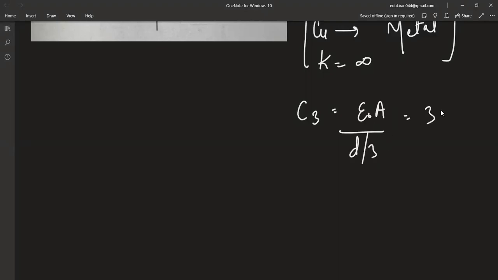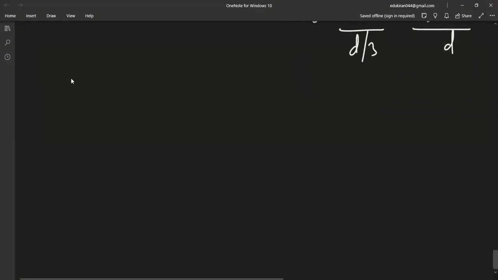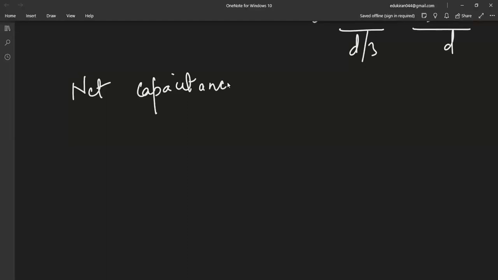So this is 3 epsilon naught A by D, right? When we are calculating the net capacitance, 1 by C equivalent will be 1 by C1 plus 1 by C2 plus 1 by C3.